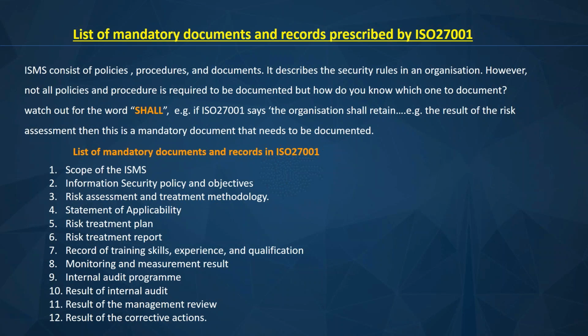Monitoring and measurement of results. You're not just going to implement ISO 27001 and walk away. The PDCA is a cycle. Remember that PDCA cycle I showed you earlier on? It's a cycle because it's a continuous thing. You have to keep monitoring and measuring the effectiveness of your information security. You have to keep measuring. It's a continuous thing.